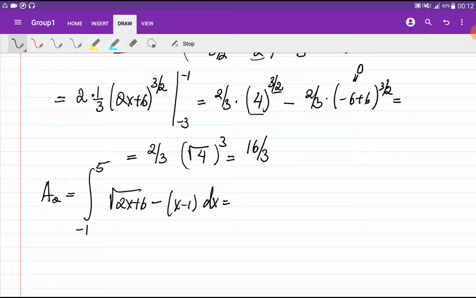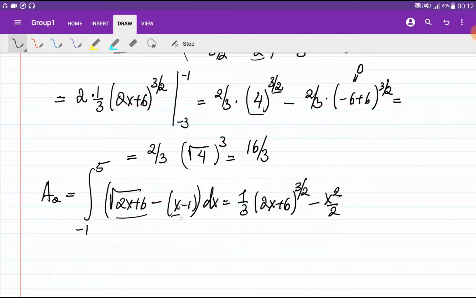dx, right? So we know the antiderivative of this one is equal to 1 over 3 multiplied by tx plus 6 in the cube over 2, minus x squared over t is the antiderivative of x, and the minus was the minus 1 becomes plus 1, it will be plus x. So we need to evaluate this antiderivative at minus 1 and plus 5.